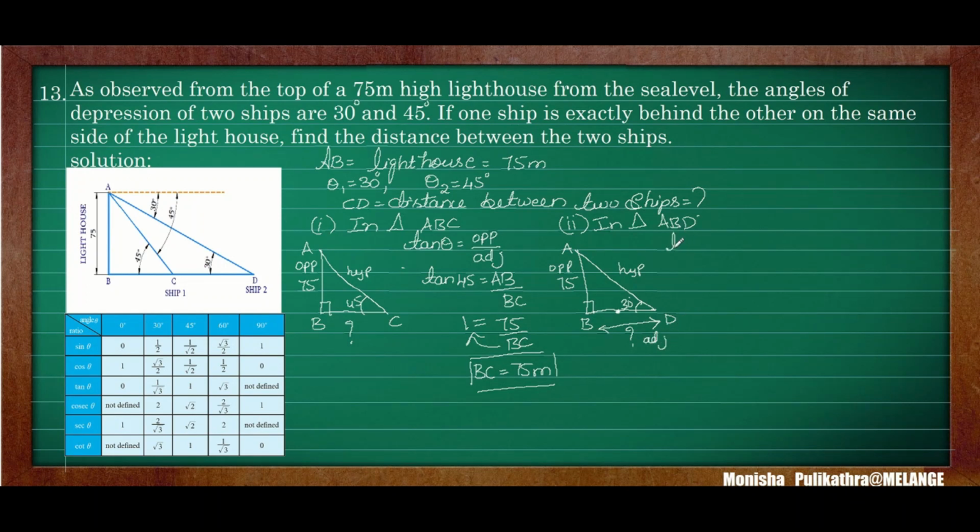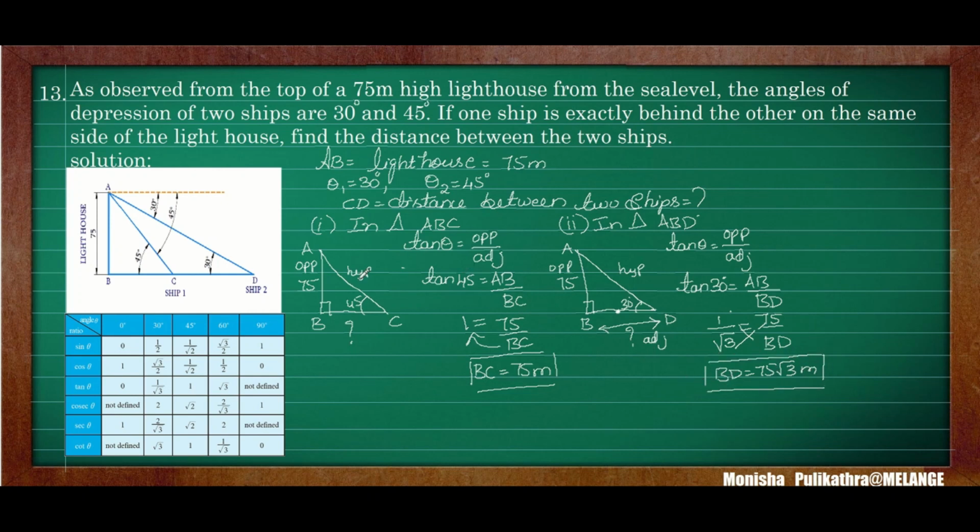Again we have to take tan theta. So tan theta is equal to opposite by adjacent. Here theta value is 30 degree, so we substitute 30 itself. Tan 30 is equal to opposite side AB over adjacent side BD. The value of tan 30 is 1 by root 3. So 1 by root 3 is equal to AB, which is 75, over BD, which we need to find out. If we cross multiply it, we will get BD equal to 75 root 3. This is the value of BD.